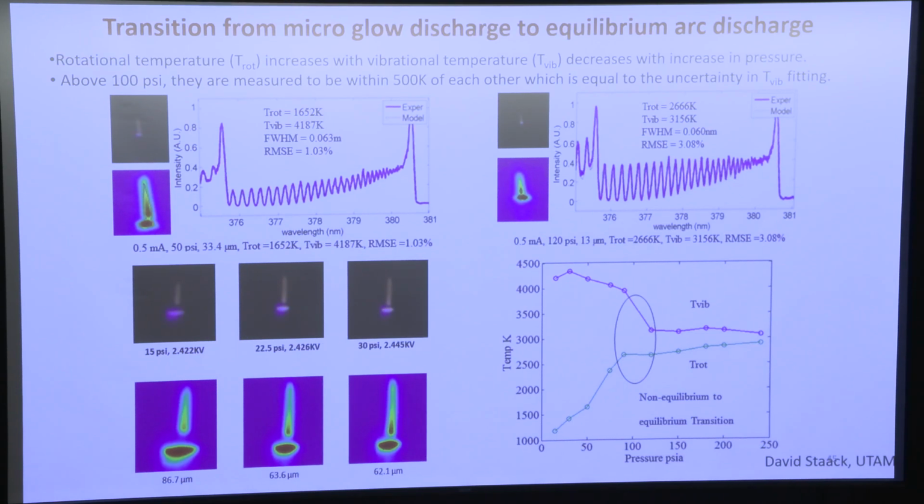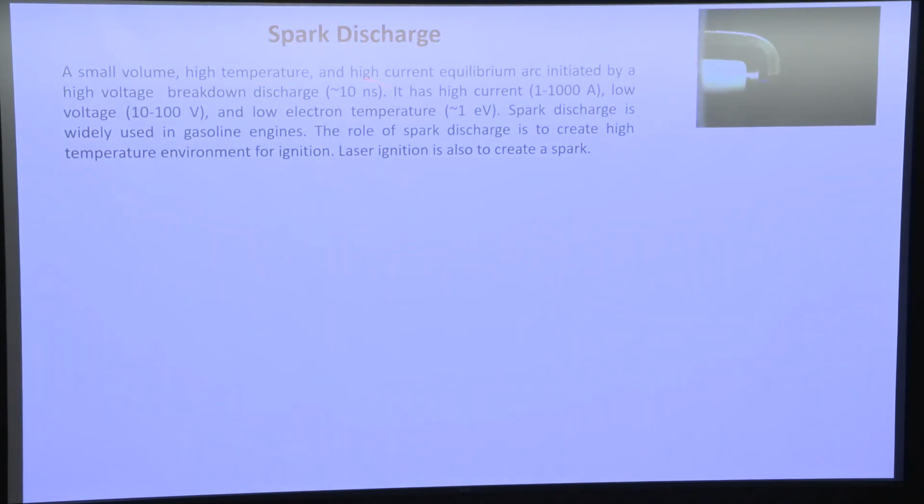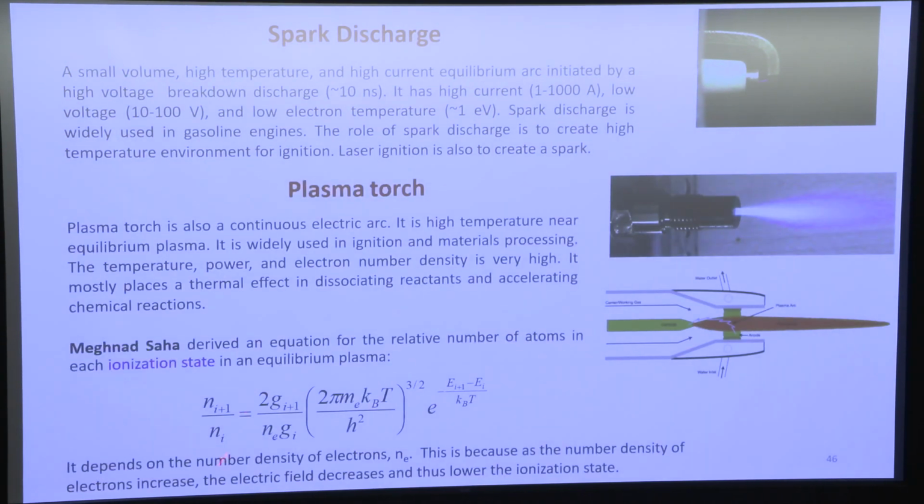And I'll come back to plasma. So spark, this is the engine, and you have an anode, you have a cathode, and then you generate an arc. Typically in the arc you have a very high current, and the electron temperature is very low, typically less than 1 eV. And the distribution of the different ionization states is governed by the equilibrium Saha equation. So this is very typical.